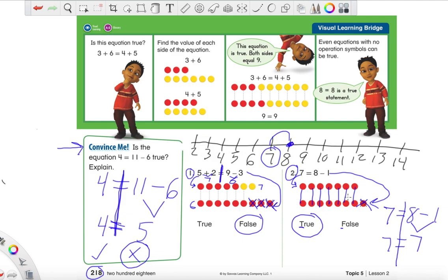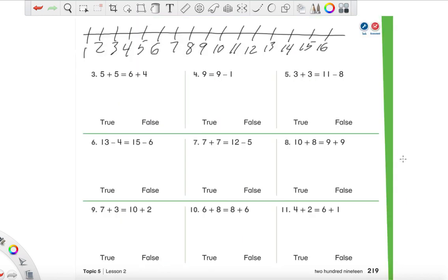I'm going to let you guys just get one more practice one on your own for us to check. It's going to be on page 219. Alright, so here's page 219. So now we have no pictures at all. I did make a number line at the very top. And of course, in between each equal sign, you can put a little fence if that helps you. If not, you don't have to.